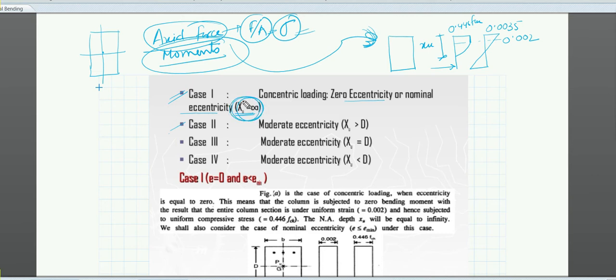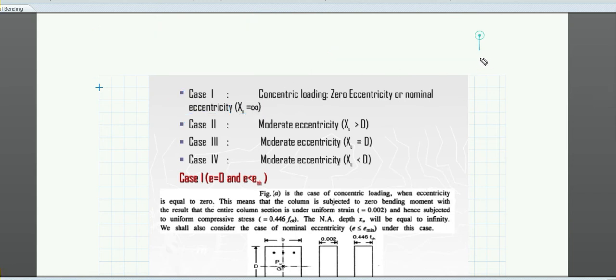You can see xu means nothing but the depth of the neutral axis. So the first case is, suppose we have a column over here, and this is the center, and you have a point load Pu over here. In that case, is there an eccentricity? No, there is no eccentricity. All right, eccentricity is zero.